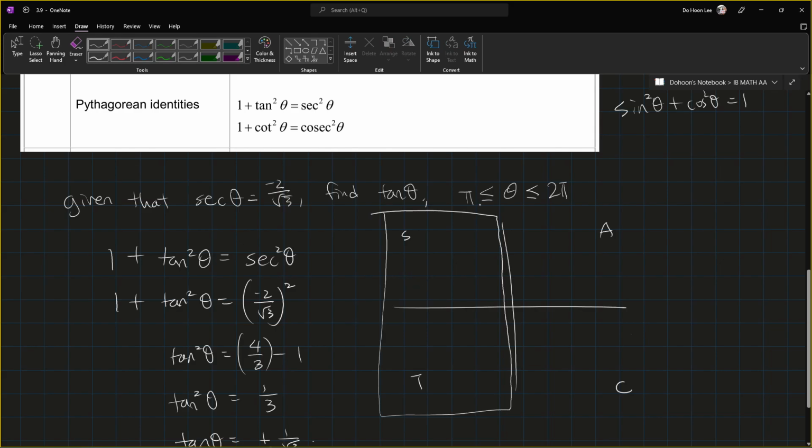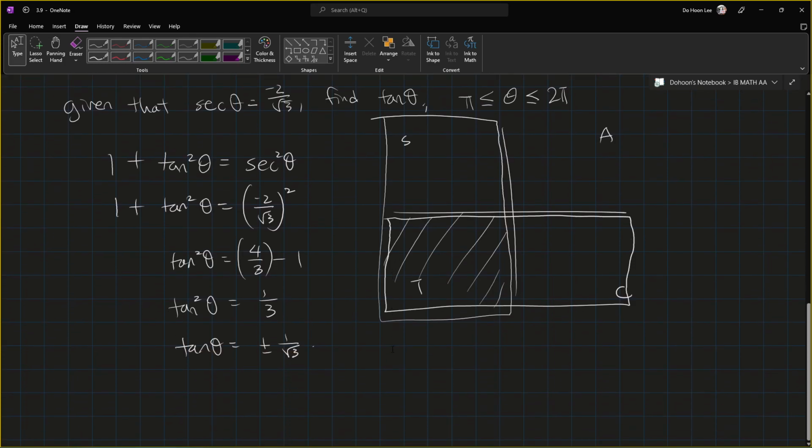Now let's look at the given range of theta, or the domain. The domain tells us that it's between pi and 2 pi. So that tells us that our answer is in the third quadrant or the fourth quadrant. And that tells us that our answer has to be in the third quadrant. The third quadrant is where the tangent theta is positive. So now we can get rid of the negative version. So we know that tangent theta is only positive 1 over root 3.